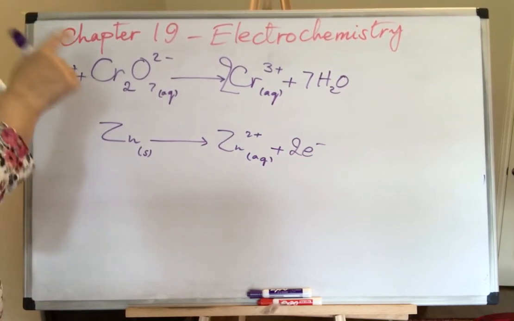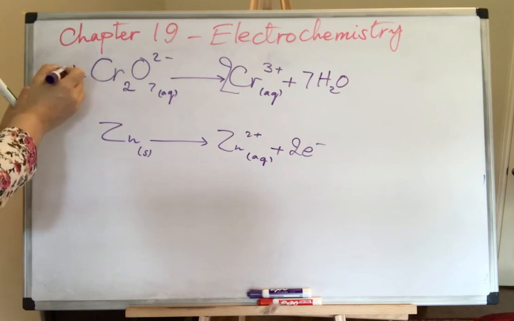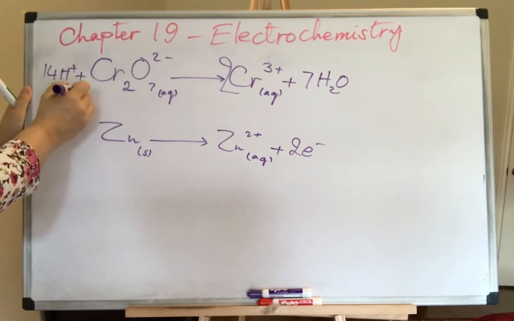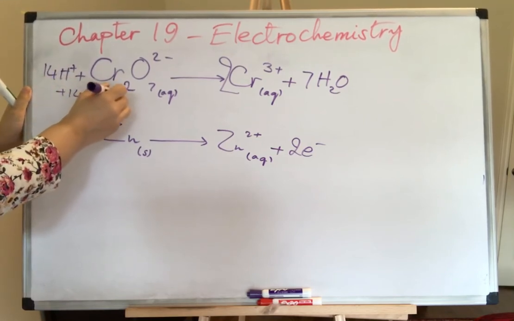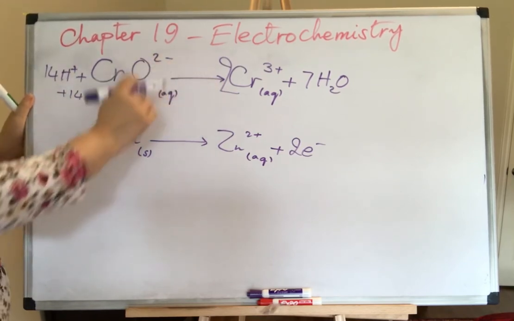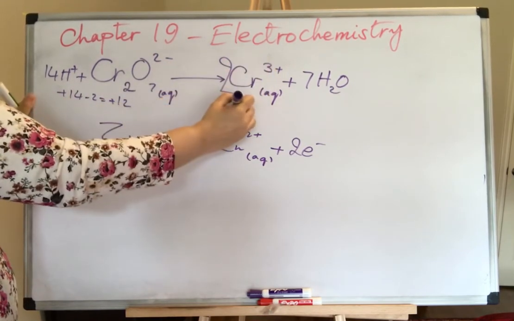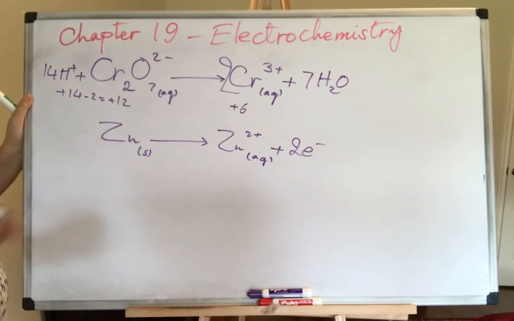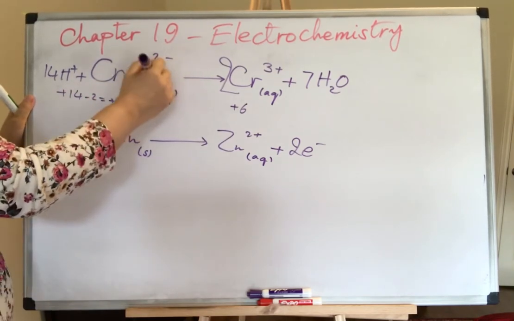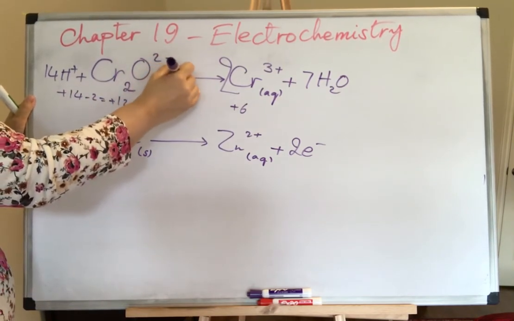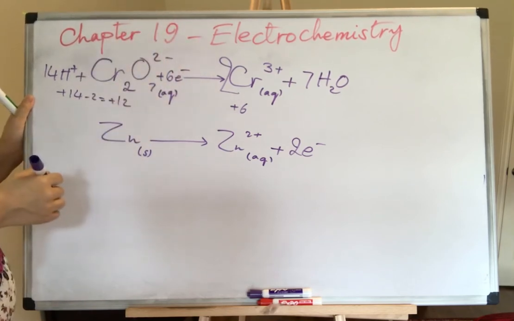And it's time to balance the charge. Let's see. Positive 14 minus 2 is positive 12. And here you have 2 times 3, positive 6. So how do you change positive 2 to positive 6? You will need 6 electrons on the more positive side.